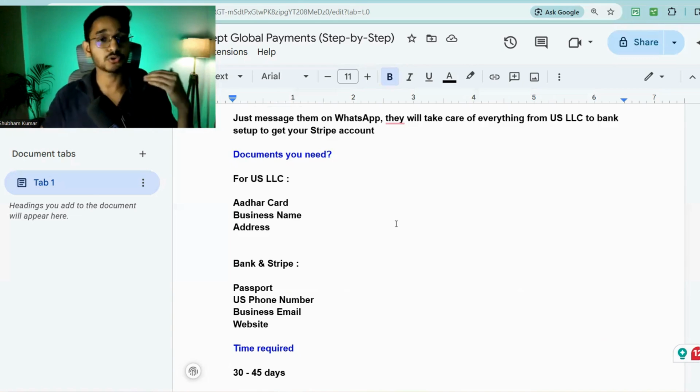And once you have your US LLC and your passport, then you just tell them that, hey, we have a passport, and then they will use your passport to go to the bank and create your account, a US based account, right?